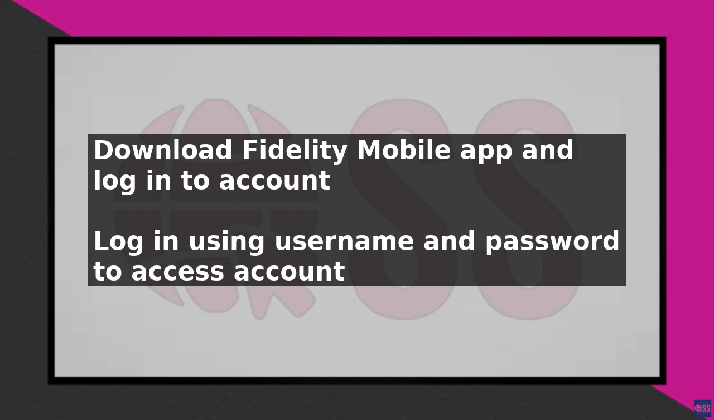To get started, make sure you have the Fidelity Mobile app downloaded on your device. If you don't have it, you can download it from the App Store. Once you have the app, log into your Fidelity account using your username and password.